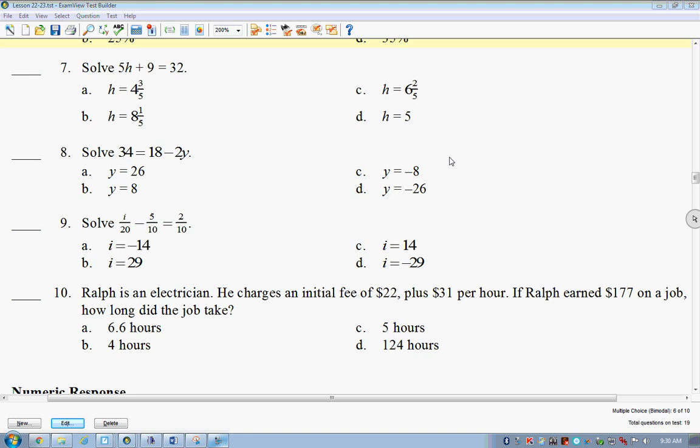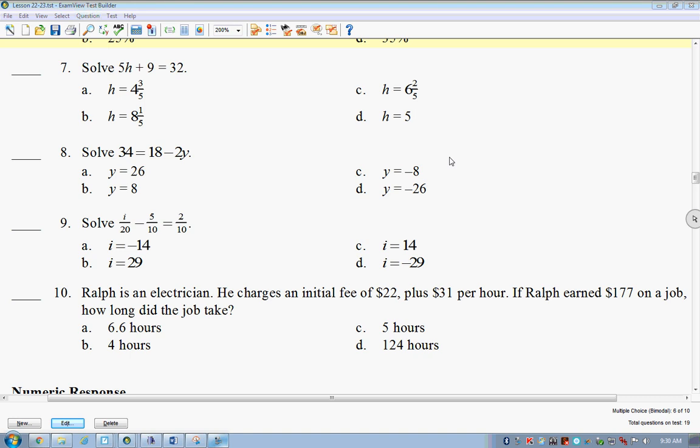Subtract 18, because the last thing you need to do is divide by -2. So 34 minus 18 divided by -2. What was 34 minus 18? 16. 16 divided by -2? -8. Good. Okay, so be careful with some of these.